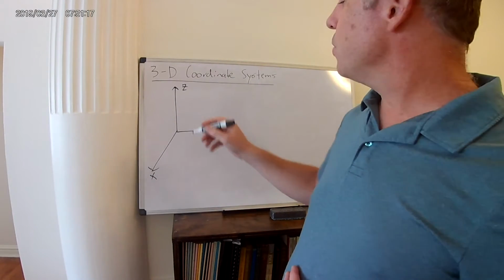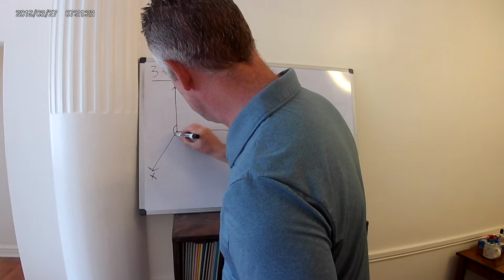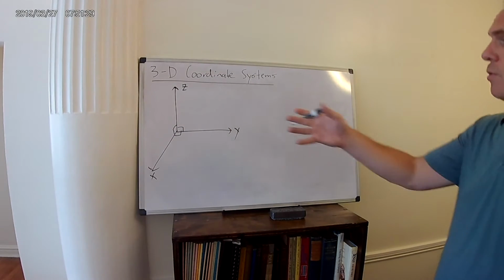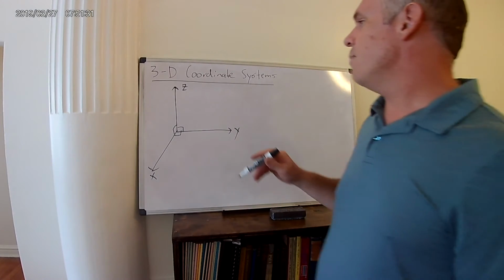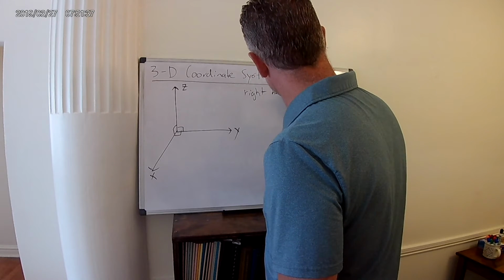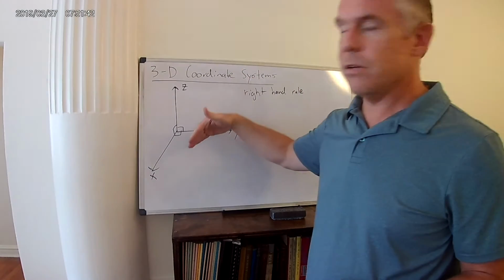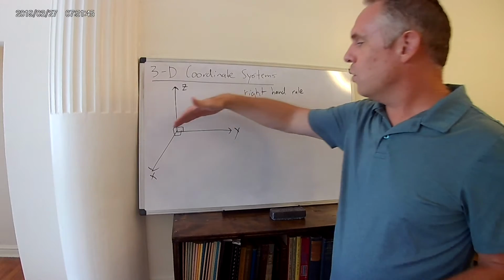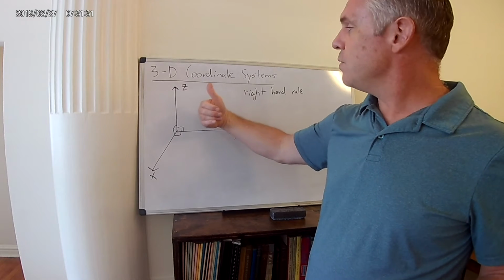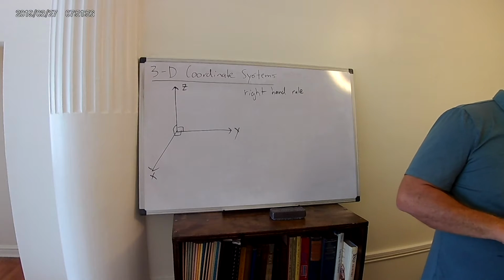These axes are each perpendicular to each other, and we could draw that with little perpendicular signs like this, if we felt like it. Usually we don't include those. The assumption is they're perpendicular. And there's something called the right-hand rule that is used to determine the direction of the z-axis. And so what we do is we place our fingers in the direction of the x-axis. We curl our fingers in the direction of the y-axis. So we curl them like this. And our thumb points in the direction of the z-axis. So that's the convention for the direction of the z-axis.